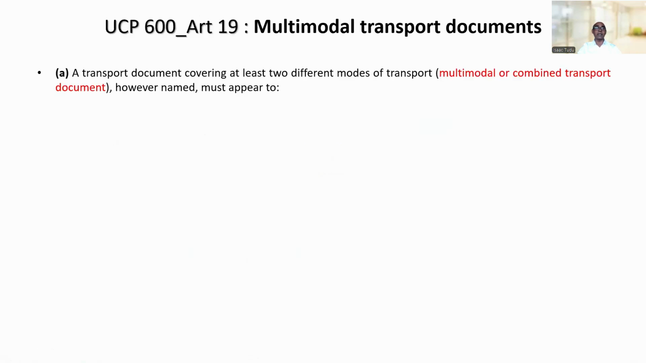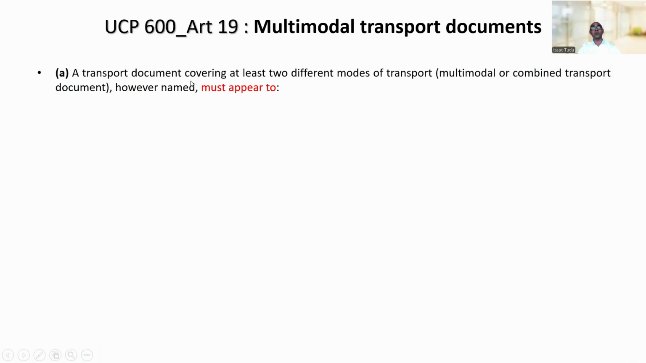So going back again, multimodal or combined transport document, whatever name it could be. Further, it says however named. So what is important is that the name of the transport document is not so important. Rather, it describes the way the goods are being moved utilizing at least two different modes of transport. For example, by road, then sea, or maybe starting with sea, then by road, or maybe by air, right?